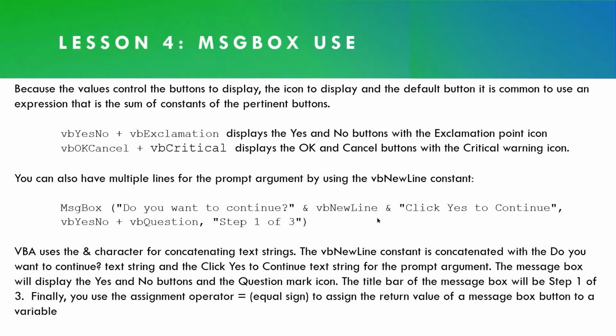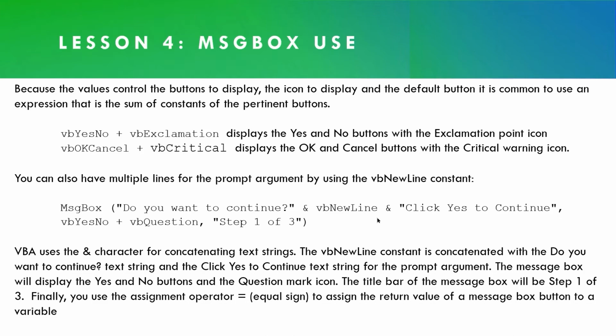MsgBox, that's the message box function, in parentheses, in double quotes because it's text. "Do you want to continue?" Question mark. Then we're using the concatenation character, the ampersand, to combine everything. And we're using the VB new line constant. So it's saying go down to the next line. And on the next line, it's going to say click yes to continue. Then after that, all of that is the prompt argument.